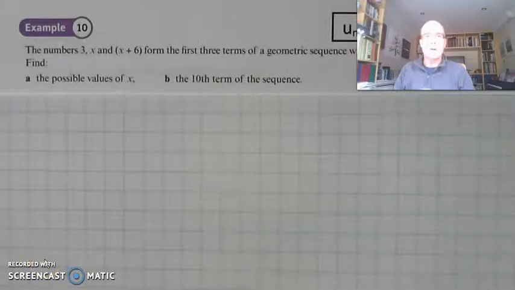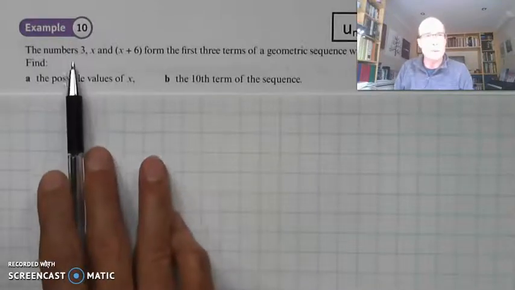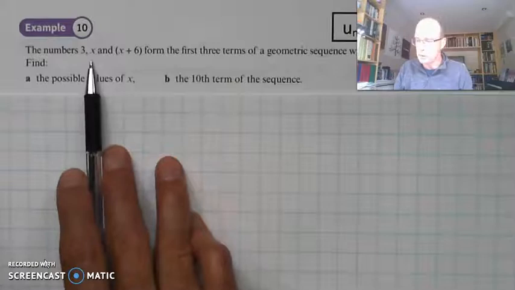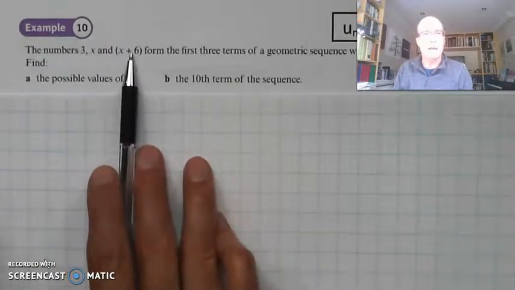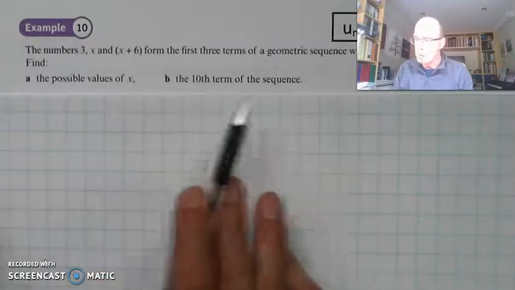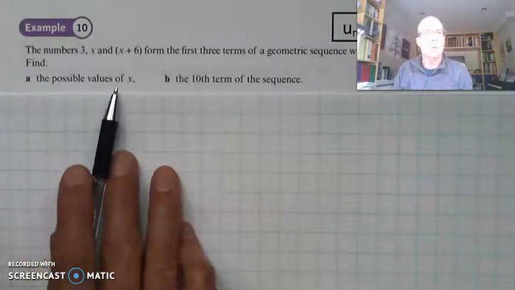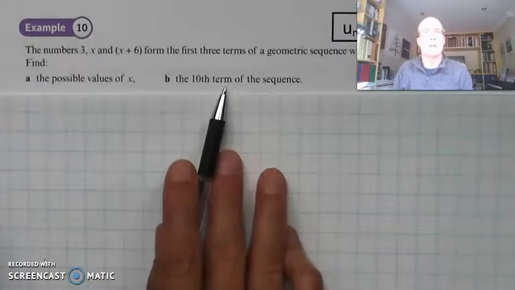Hello, this is the second video on geometric sequences. We're having a look at another couple of examples. So example 10. We've been told that we've got the first three terms in a geometric sequence: 3, x and x plus 6. And we've been asked to find possible values of x and the 10th term in the sequence.